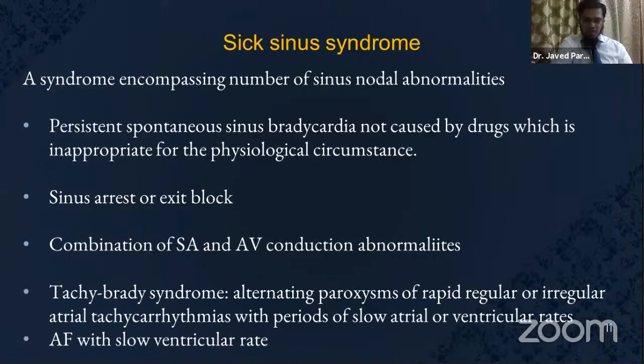So from the rhythm point of view, first thing is sinus node and sinus node dysfunction. Again, to prove the patient has sinus node dysfunction is not very difficult. If you have a documented sinus bradycardia, which is inappropriate for the physiological circumstances, and the bradycardia is persistent and is not caused by drugs or any correctable causes, then you have proved the patient has sinus node dysfunction.